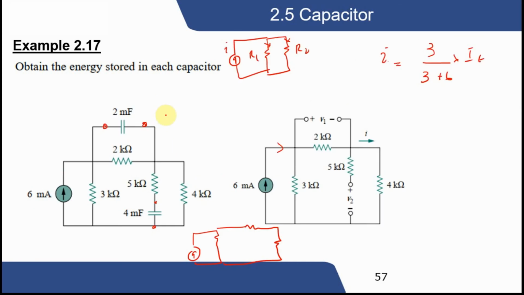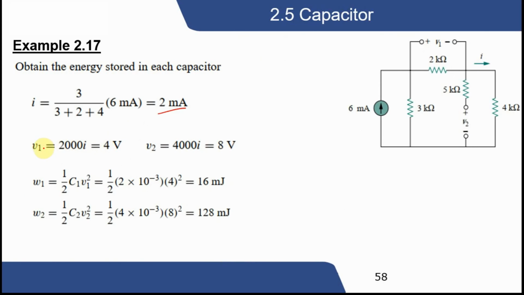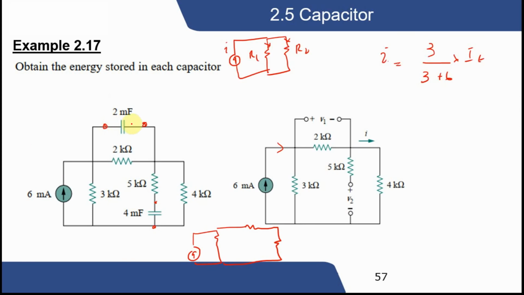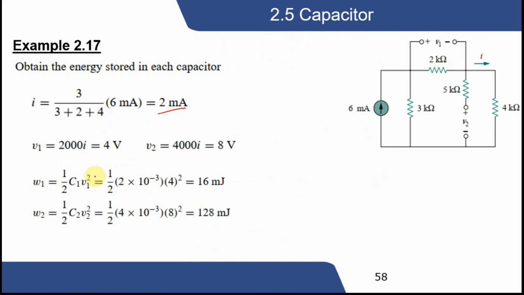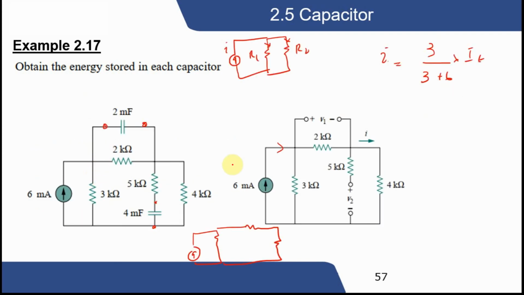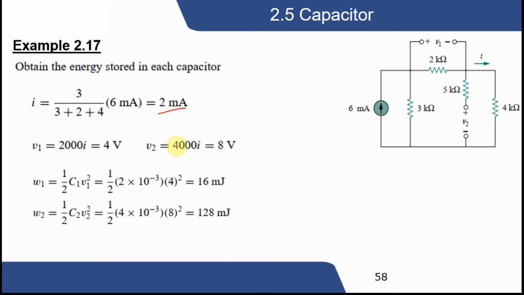Then the energy stored in the capacitor. We have to calculate the voltages across the capacitor. What is the voltage V1? The voltage V1 is equal to 2 kilo ohms into I. The current flowing through this resistance is I, as we know that this is open. This is the 2 kilo ohms. So V is equal to IR. So 2 multiplied by I, this is V1, 4 volts.